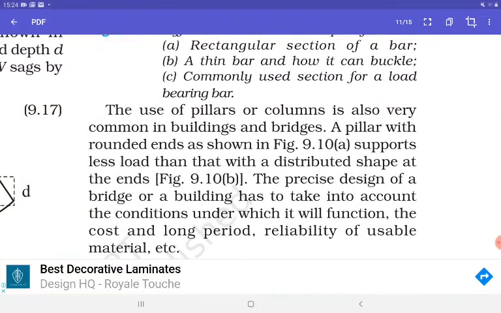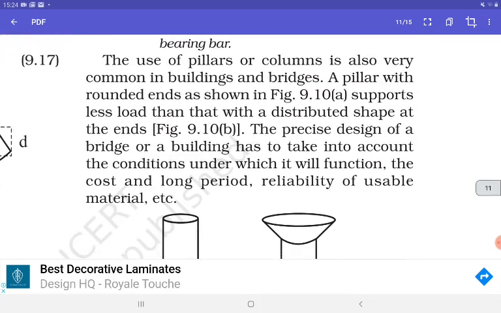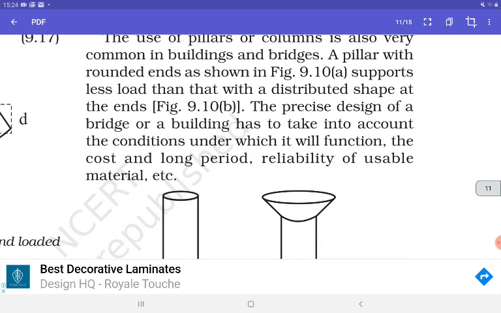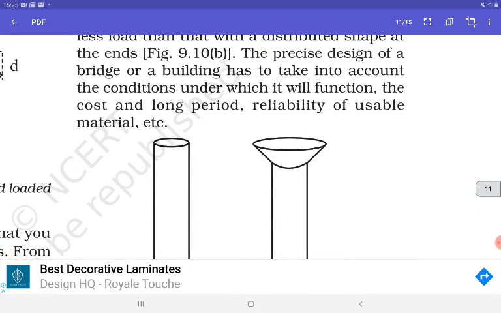The use of pillars or columns is also very common in buildings and bridges. A pillar with round ends as shown in the figure supports less load than one with a distributed shape at the ends. This will be more useful.